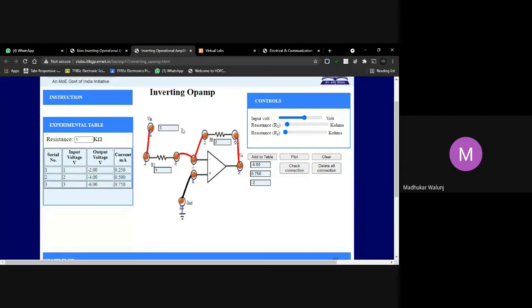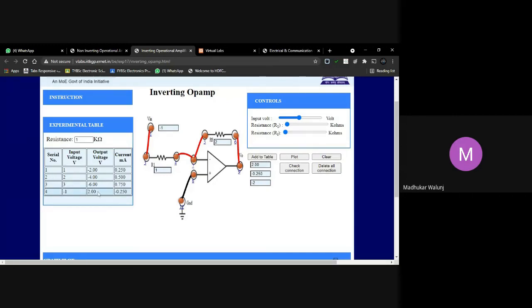Now, if the input is negative and we have an inverting amplifier, what will it be? Can anybody tell me? If I put minus 1 volt here, what will be the output? Anyone? Plus 2. Okay, we'll see whether it is correct or not. So I am putting minus 1 here and adding it to the table. Right, the minus 1 volt reading is converted into plus 2.